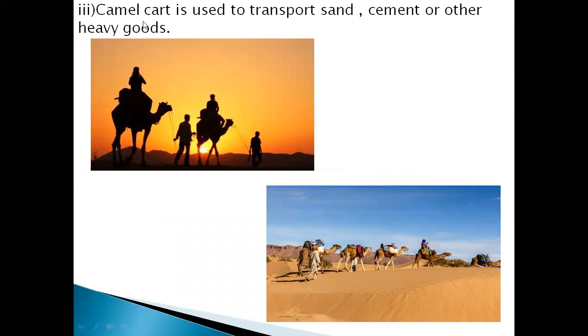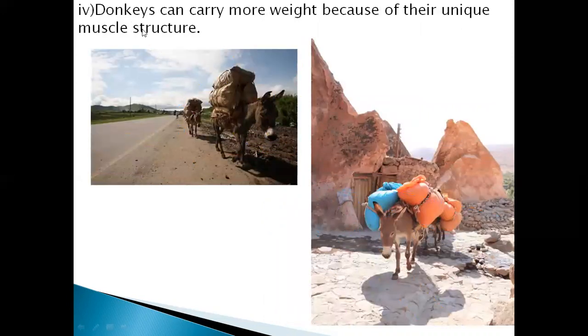Then one more important is camel cart. It is used to transport sand, cement, or other heavy goods. Just have a look. Next, one more domestic animal is very familiar, but nowadays it has become very rare to see. Which is that one? The donkey. Donkeys can carry more weight because of their unique muscle structure. You see, children, that one.